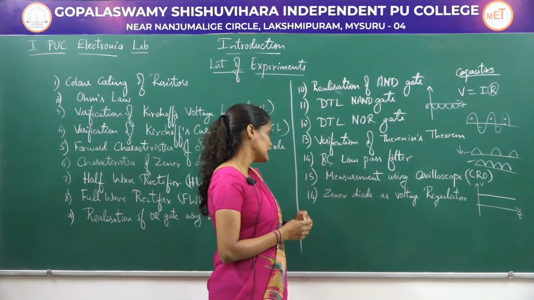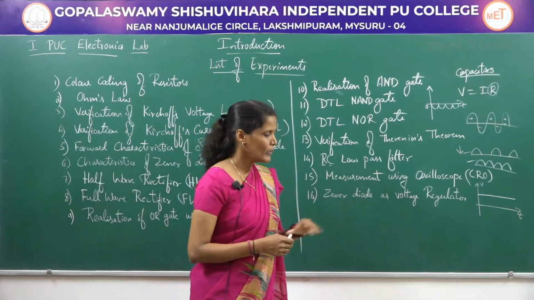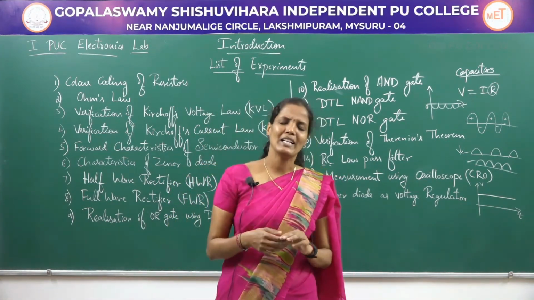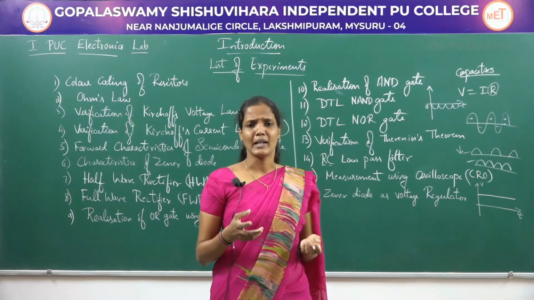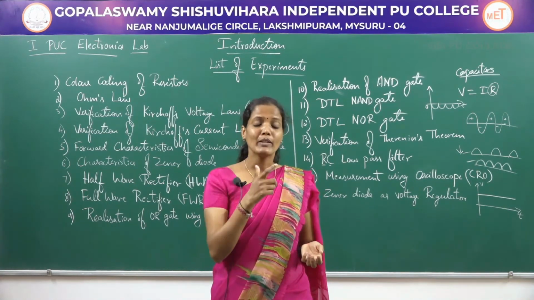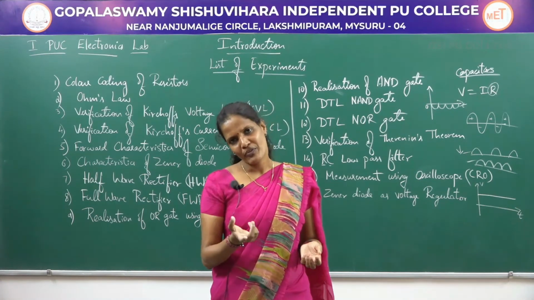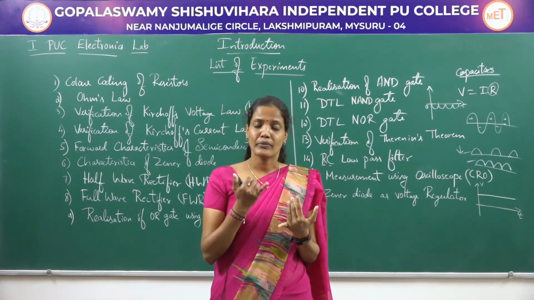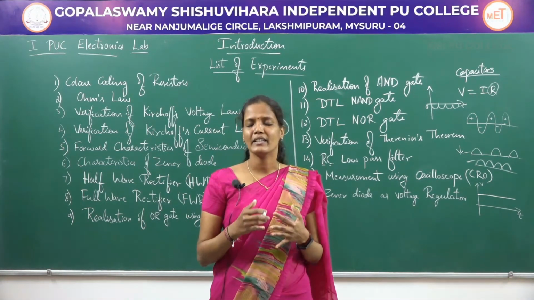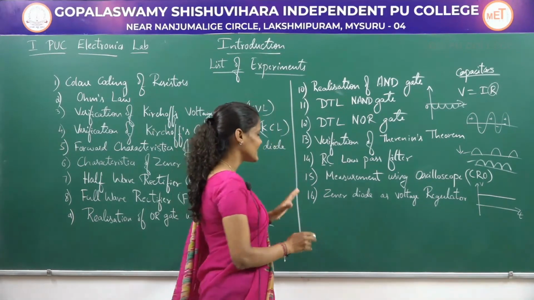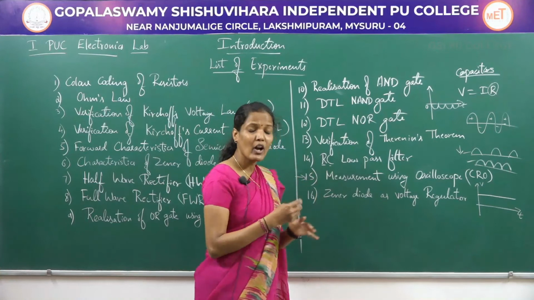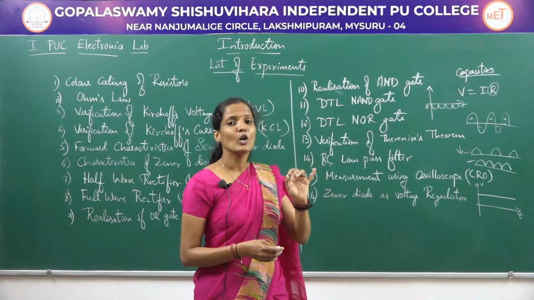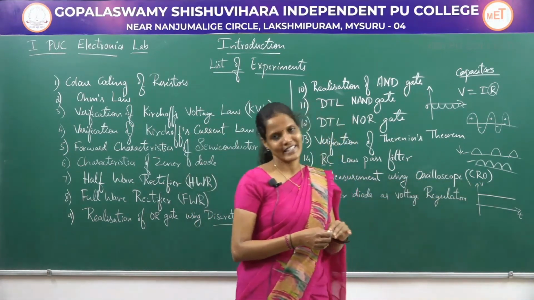Coming to this 15th experiment, that is measurement using oscilloscope, which is also called CRO, cathode ray oscilloscope. With the help of this CRO, we can measure the voltage, the amplitude, the time period, and the frequency. How to take the frequency reading and time period reading, all these basic things will be studied in the 15th experiment, because in your second PUC we will be conducting many experiments in which the output will be seen with the help of this CRO.